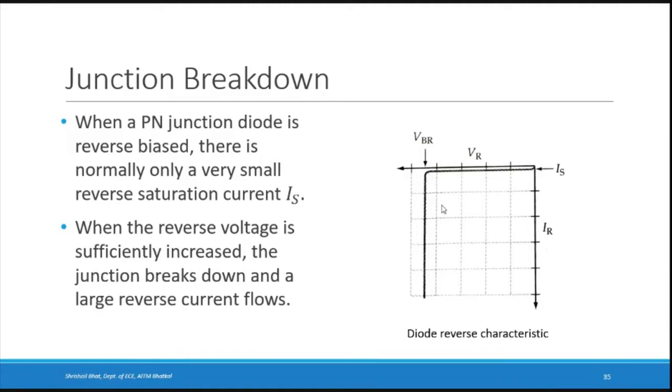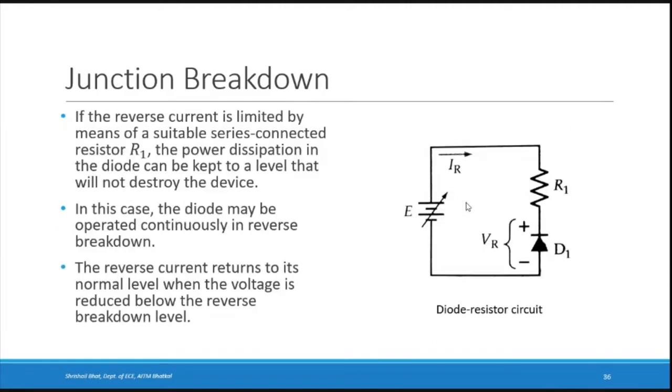What you can do is use a resistance in series with the reverse biased diode. See, this is the diode D1, it is reverse biased. The positive terminal of the battery is connected to the N side of this diode, and the negative terminal of the battery is connected to the P side of the diode. So it is reverse biased. It has a reverse voltage VR across it, and then there is the current IR.